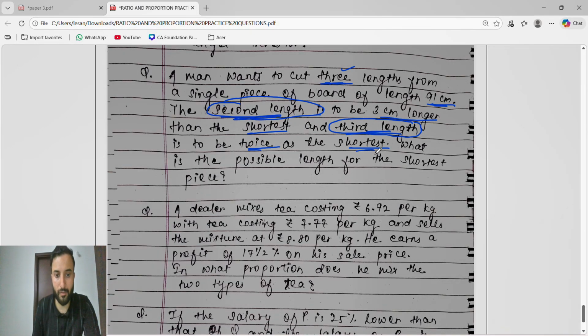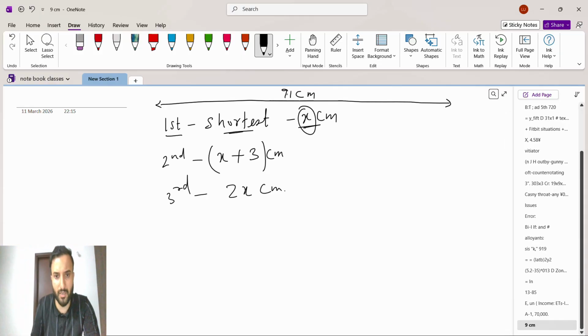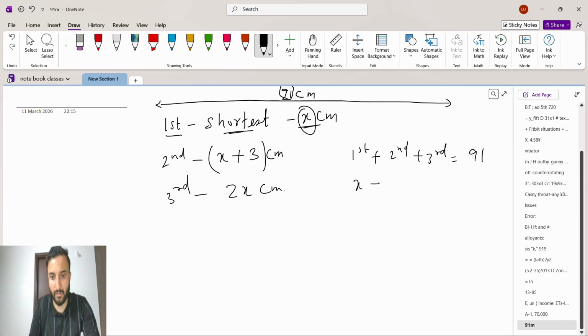They ask what is the possible length for the shortest piece. The shortest piece is the first, that we took as x. So very simple, guys. Total is 91. The first piece plus second piece plus third piece is the total board length, that is 91. The first piece is x, second piece is x plus 3, third piece is 2x, that is 91.